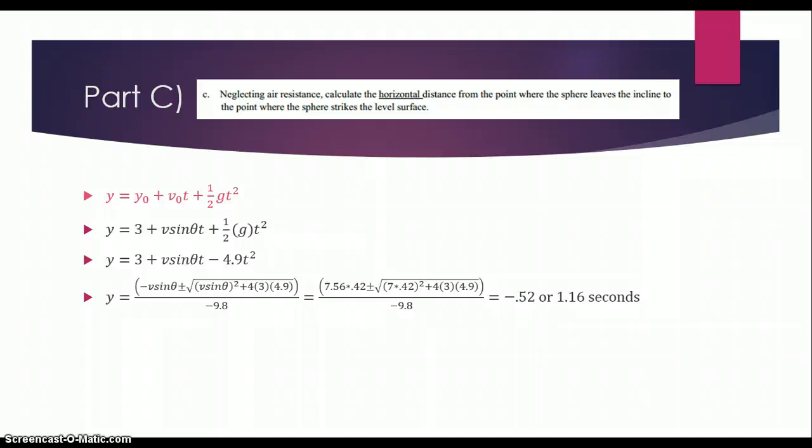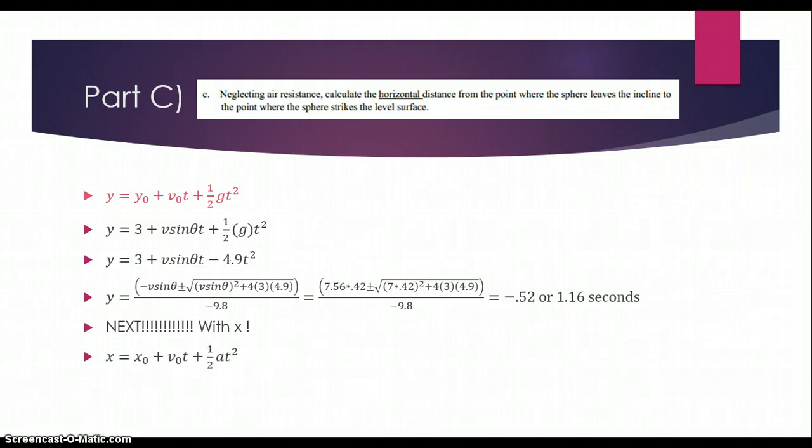So after that, we plug in our values. We have 7.56 for velocity, 0.42 for sine of 25, and 3 for our height, and we plug it all in, and we get either negative 0.52 or 1.16 seconds. Knowing that time can't be negative, we have to choose 1.16 seconds, and then now we solve for x.